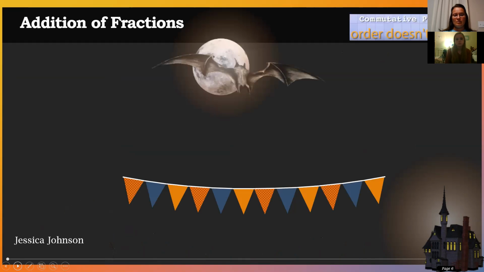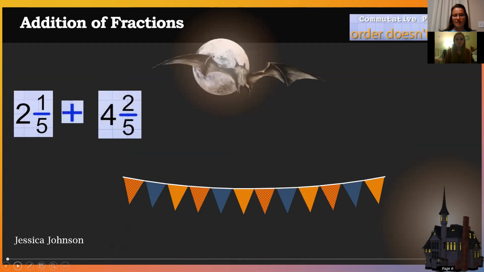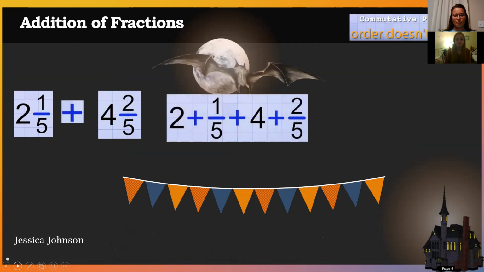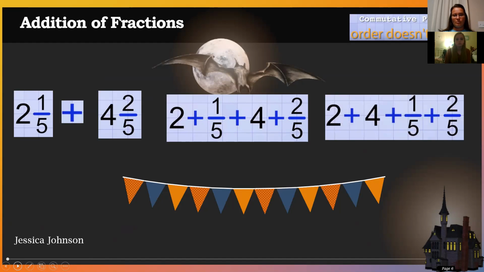Now let's practice adding mixed number fractions. Add 2 and 1/5 plus 4 and 2/5. What you really have here is 2 plus 1/5 plus 4 plus 2/5, because of the hidden plus sign between the whole number and the fraction. Because of the commutative property, the addition order won't matter. Let's rearrange our problem so the whole numbers are side by side and our fractions are side by side.